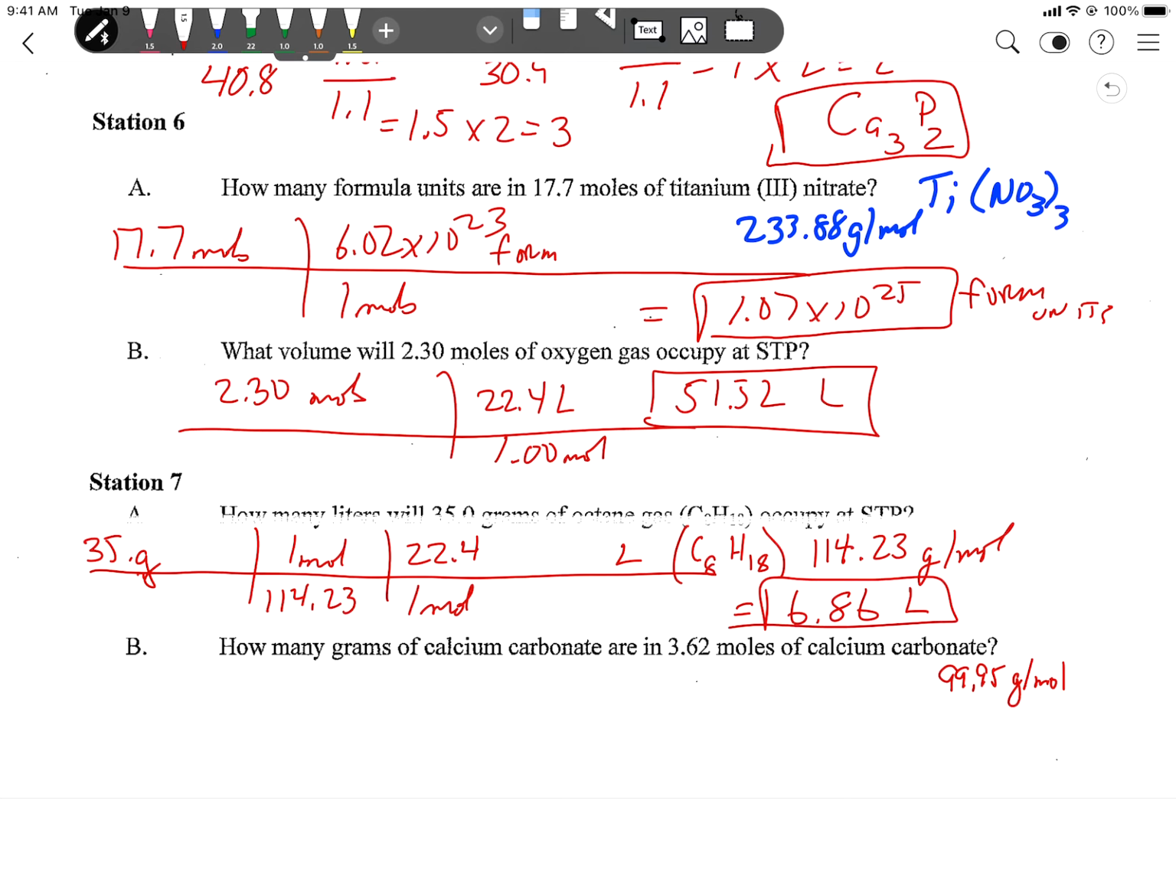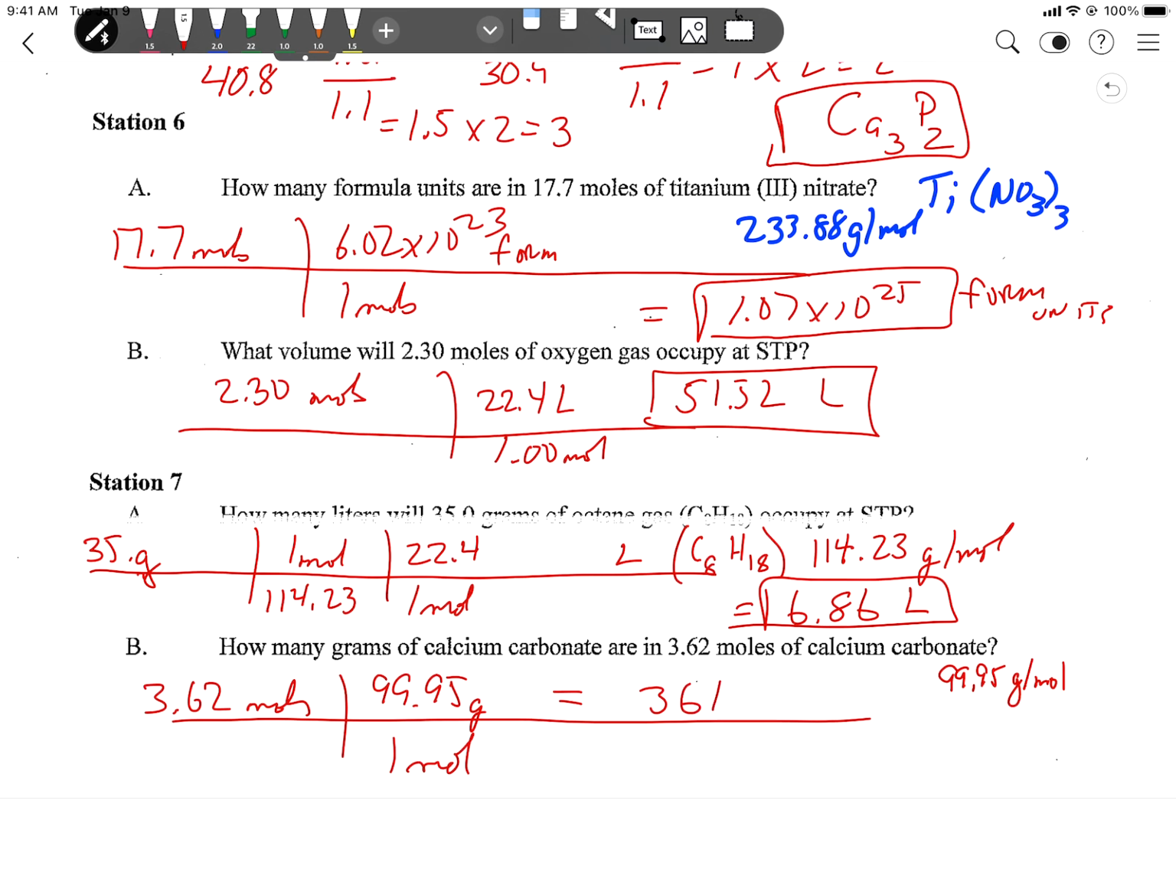How many grams of calcium carbonate in 3.62 moles? The molar mass of calcium carbonate per 1 mole is going to be 99.95 grams per 1 mole. And so we multiply those two numbers together. 3.62 times 99.95 equals 361.8 grams of that calcium carbonate. Okay, there's your review, and good luck on the test tomorrow.